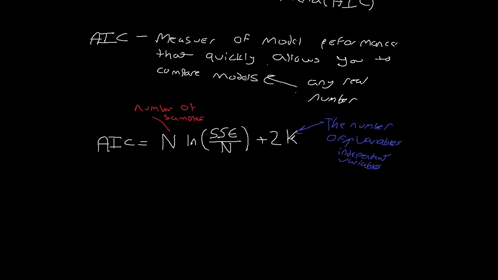Right, and so if you were trying to model the poverty rate in a county, and you included median income, percentage of African Americans, and percentage of people with bachelor's degrees, you'd have 3 independent variables. So your k in that case would be 3. Again, n is the number of samples, k is the number of independent variables, and this SSE here is the sum of square error.